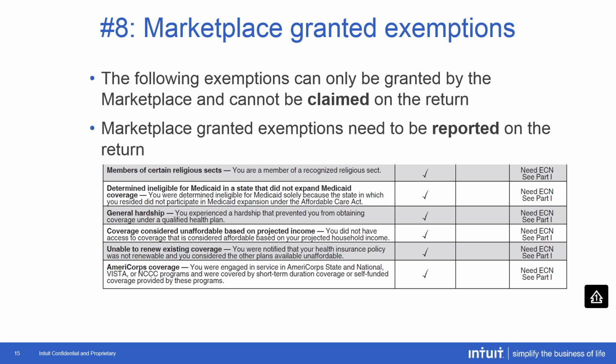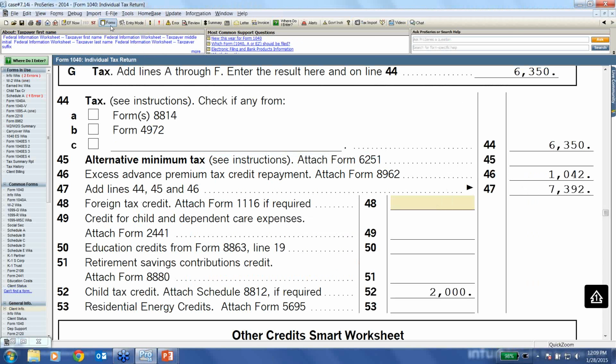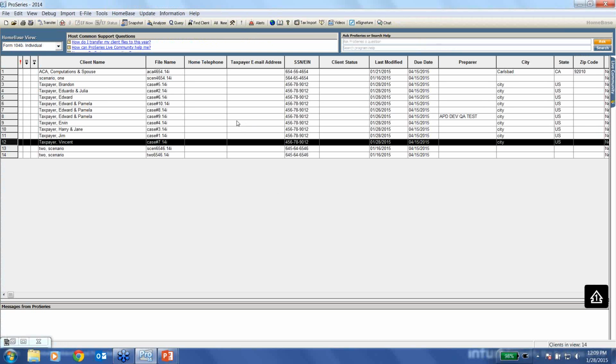So to show you what these look like in product, I'm going to go to case number 8.